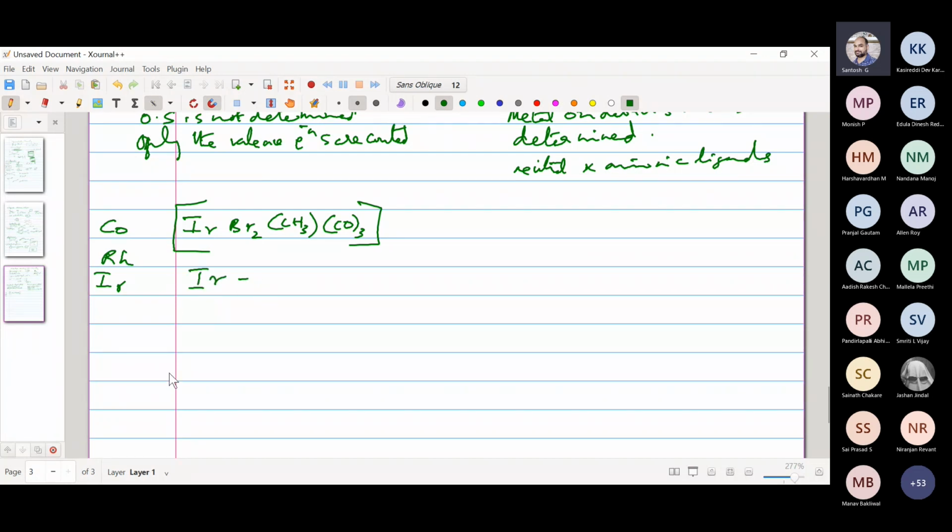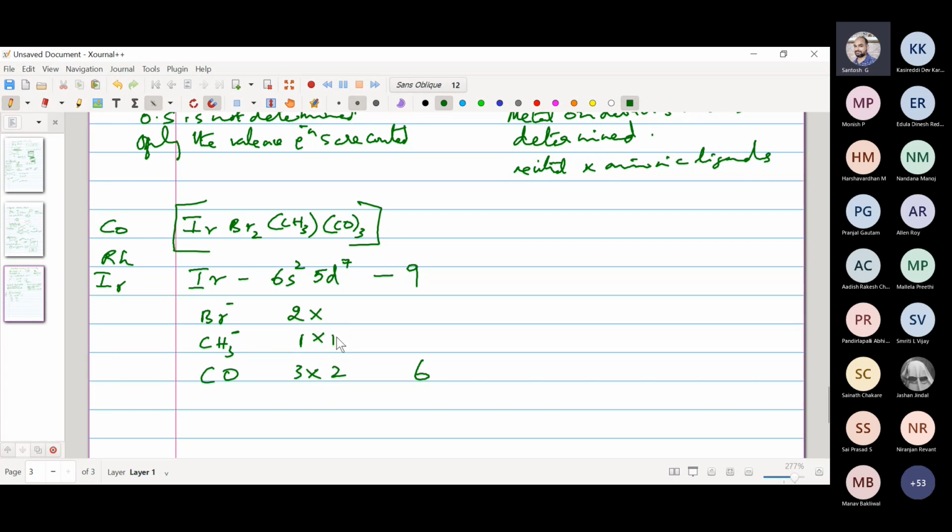Now iridium, the valence electrons. Iridium is in the sixth row, so it will be 6s2 5d7. So totally 9 electrons. Now bromine is considered to be bromide ion, 2 are there. Then methyl is considered to be methyl anion, 1. Then carbon monoxide, I already told you it's a neutral ligand. How many are there? 3 are there. So 3 into 2, 6.